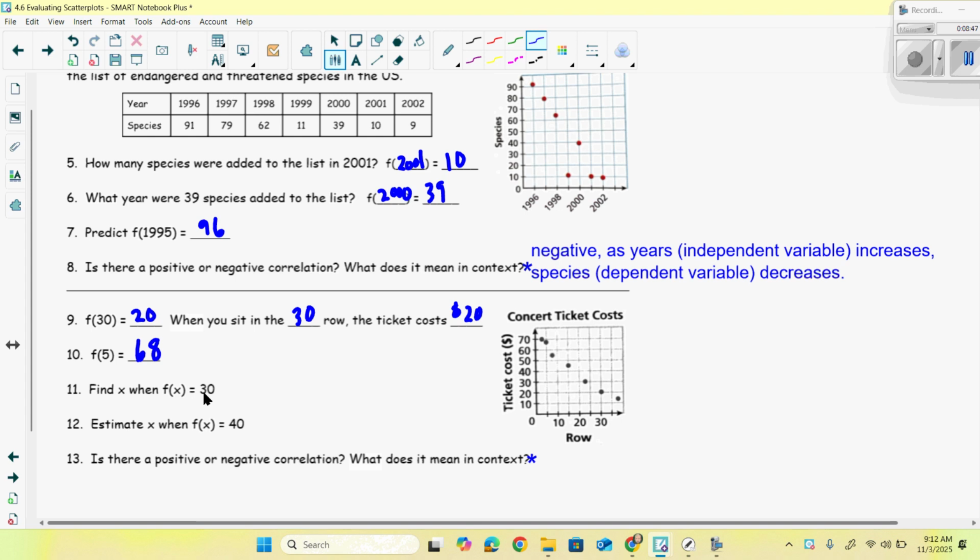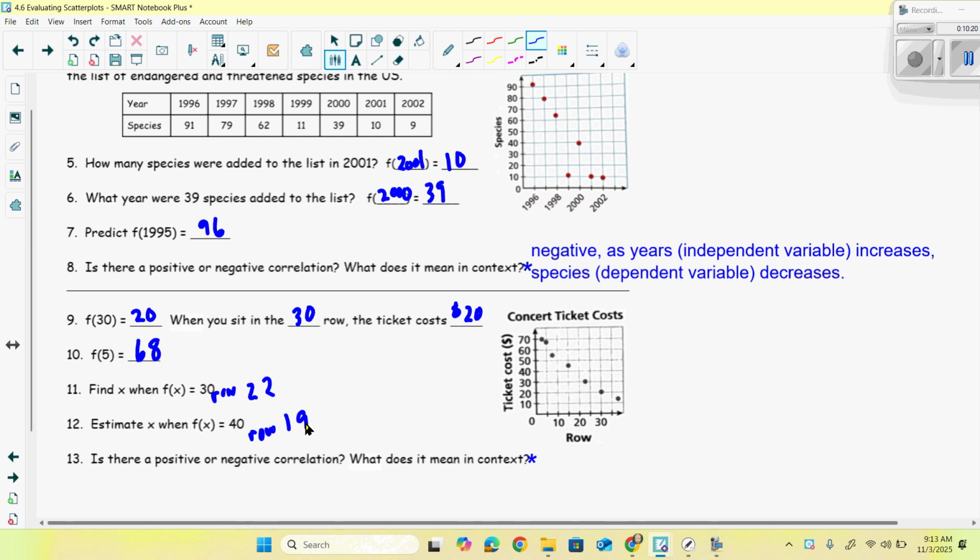Find X when f of X equals 30. So we have the output to be $30, so that's dollars. We estimate the row to be, well, somewhere between 20 and 25. There's no halves in there, so I'm just going to say 22nd row, row 22. Okay. Likewise, for $40, they look like they might put you in maybe the 20th. I'm going to say the 19th row. So row 19.